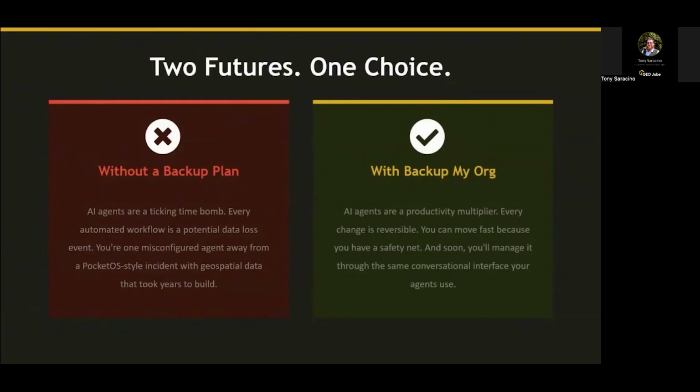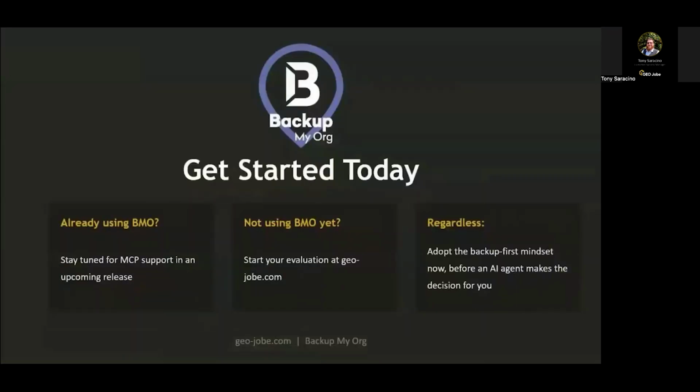You can adopt agentic workflows with confidence because you know that every change is reversible. You can move fast and you have a safety net. And soon you'll be able to manage that safety net through the same conversational interface your agents use. The choice is yours, but I'd encourage you not to wait until after the incident to make it.